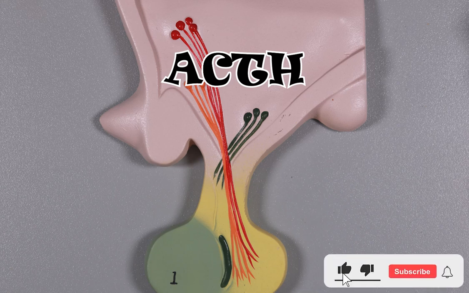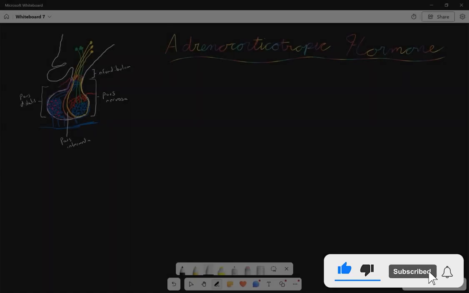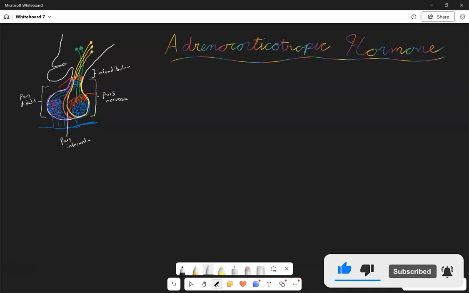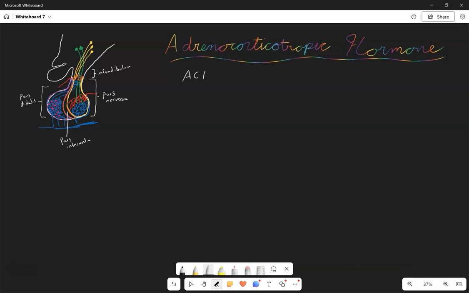Adrenocorticotropic hormone, or what we commonly abbreviate ACTH, right? So ACTH, adrenocorticotropic hormone, is a hormone that is released from the anterior pituitary, and it targets the adrenal cortex. And the adrenal cortex will then release some stress hormones to aid in stress reduction, right?